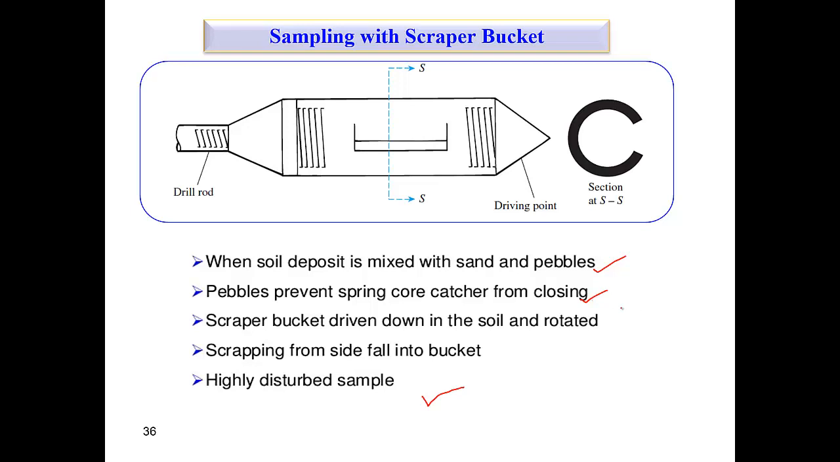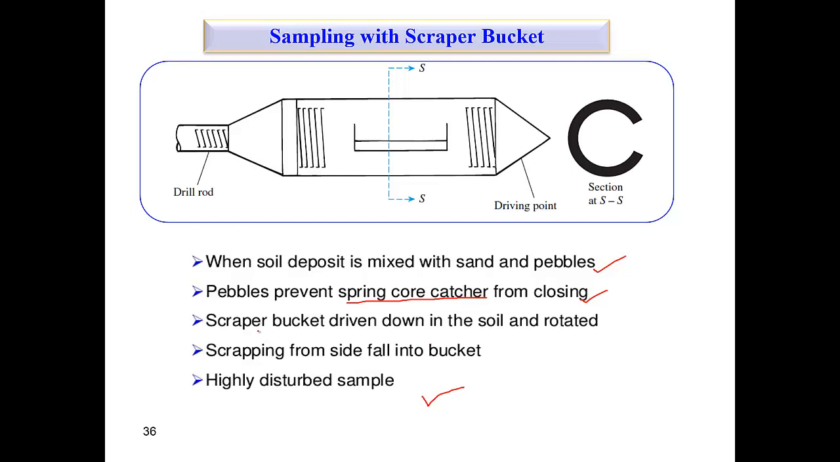Split spoon sampler, right? So in the split spoon sampler, we use a spring core catcher while we use this sampler in sandy soil. Okay, soil is sandy and soil is having pebbles. That's why we cannot use the split spoon sampler. Is that clear to you?